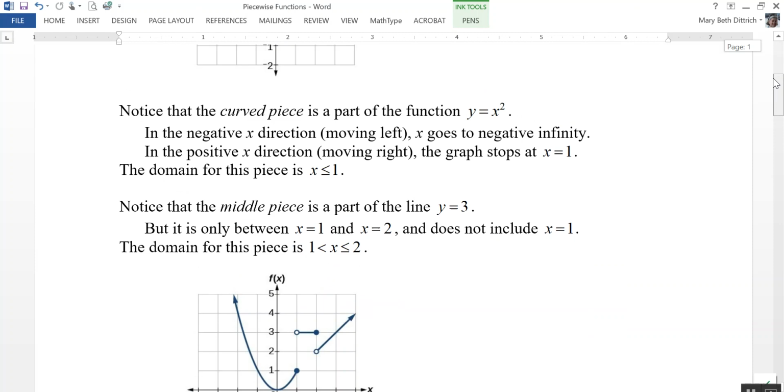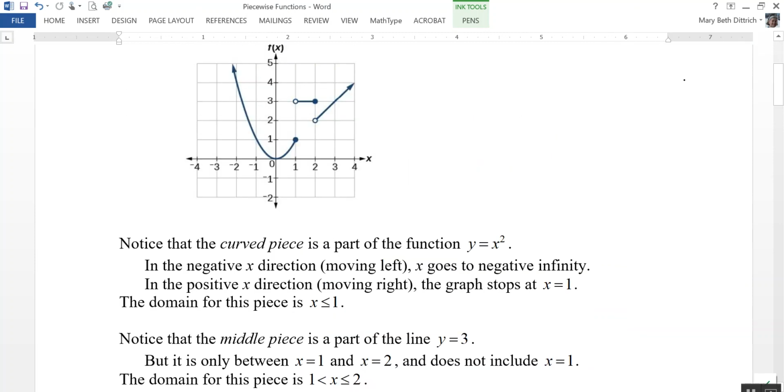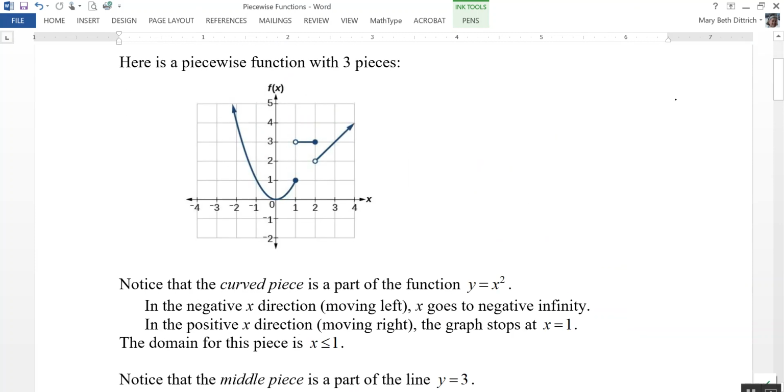So here we have a graph that has a curved part, a horizontal part, and then a kind of slanted part. Notice that this curved piece of the function is part of the quadratic function y equals x squared. As we look in the negative direction, x continues to head towards negative infinity. In other words, x can be anything negative and getting more negative.